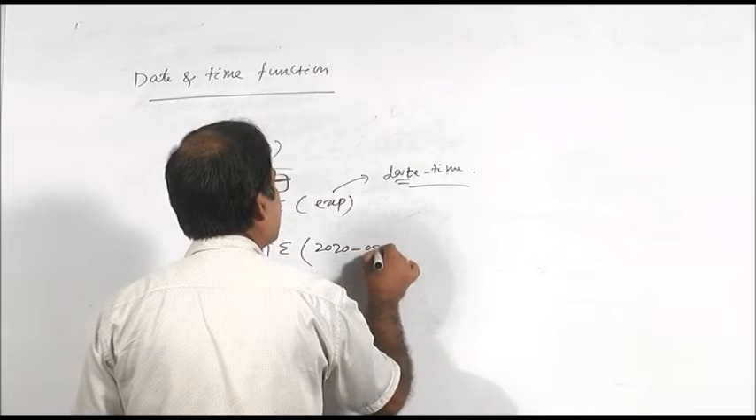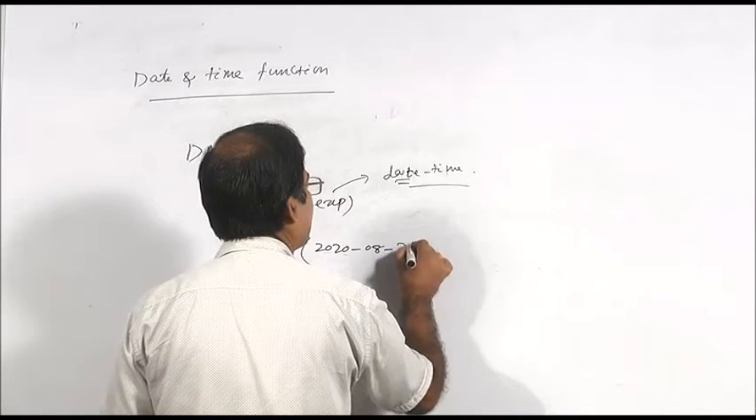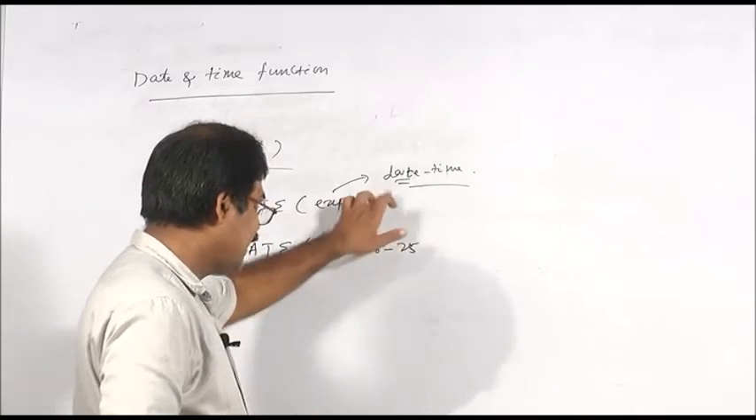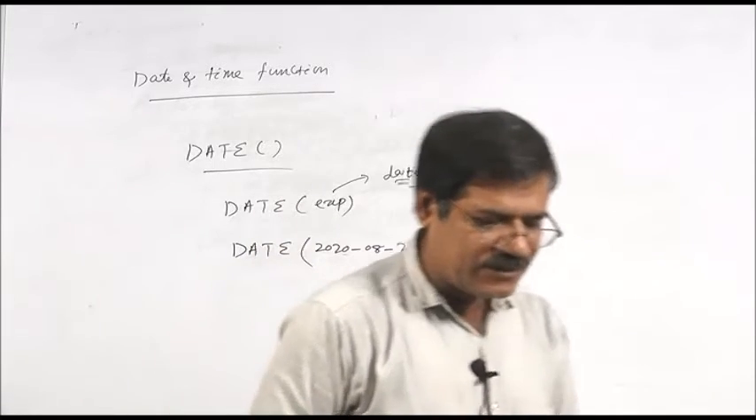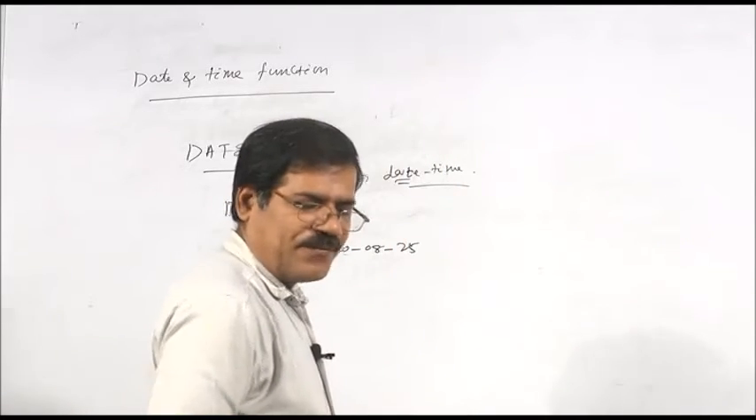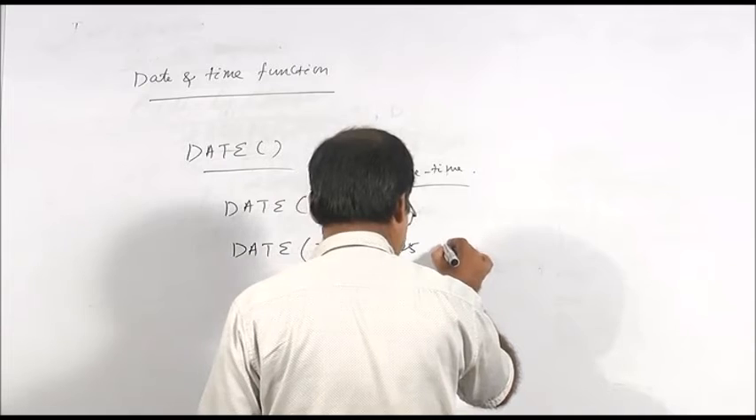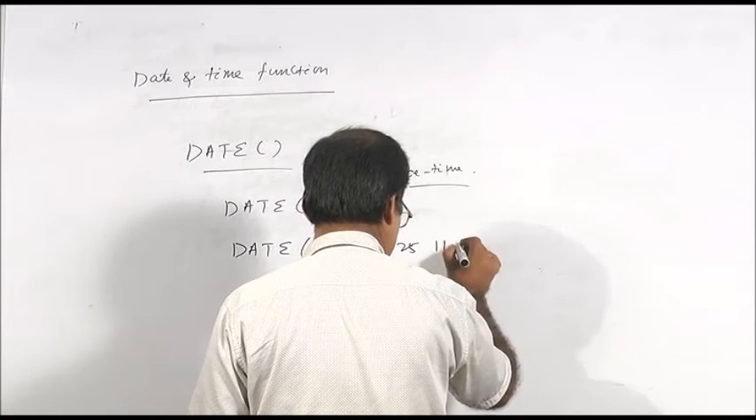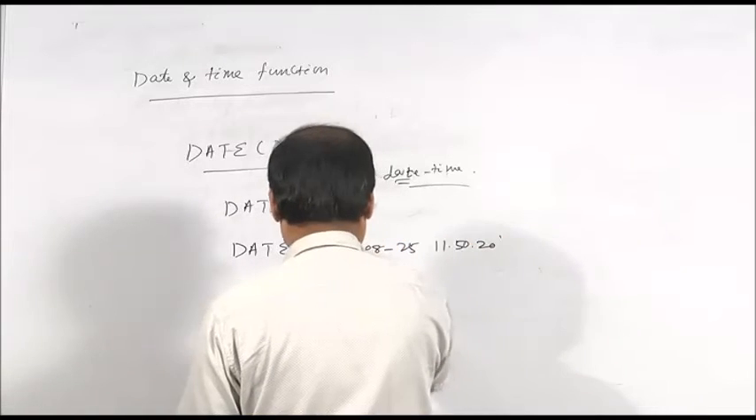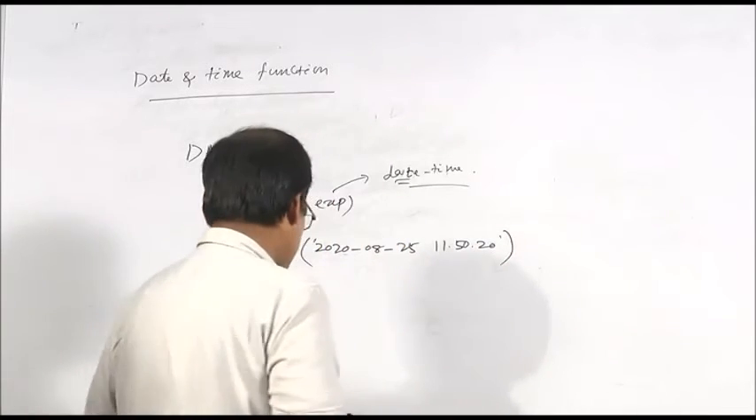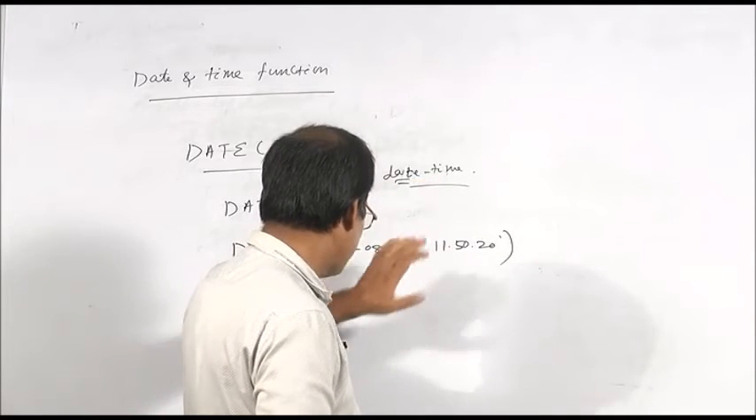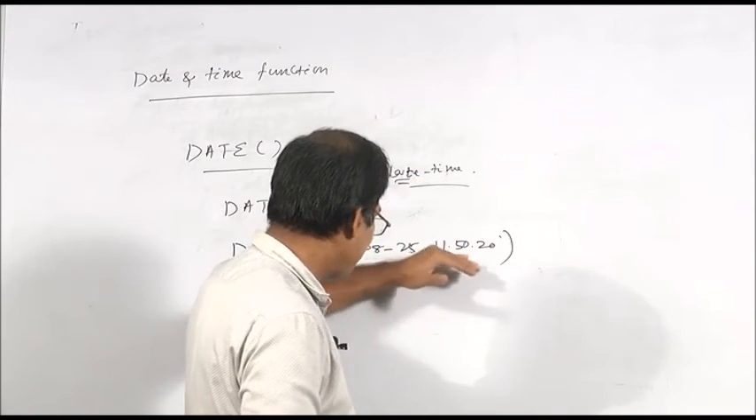2020 08, then the day is 25th August 2020, this is the date. Then what is your time? Let the time be 11, suppose 50 minutes 20 seconds. So this is an expression. This expression is which format? It is a date time format. This is a date, this is a time, this is a date time format.